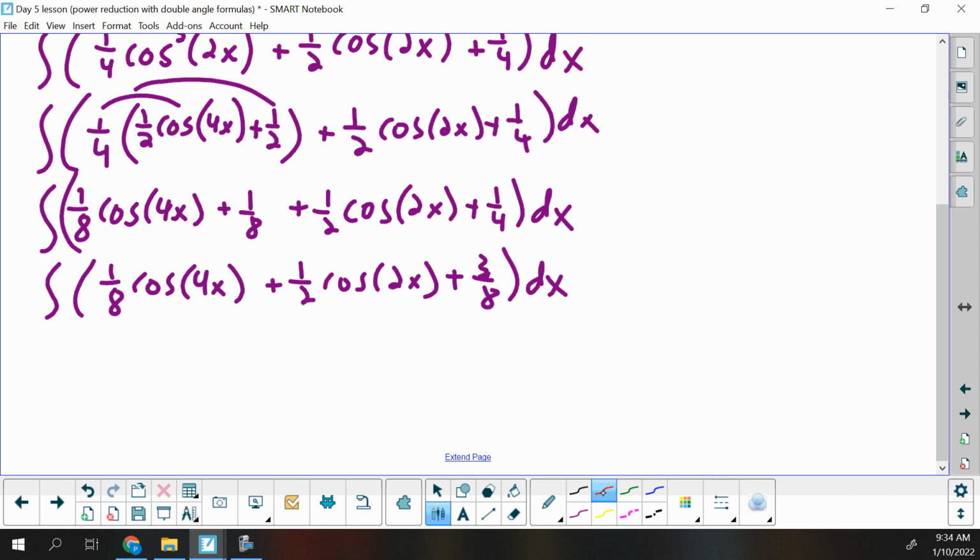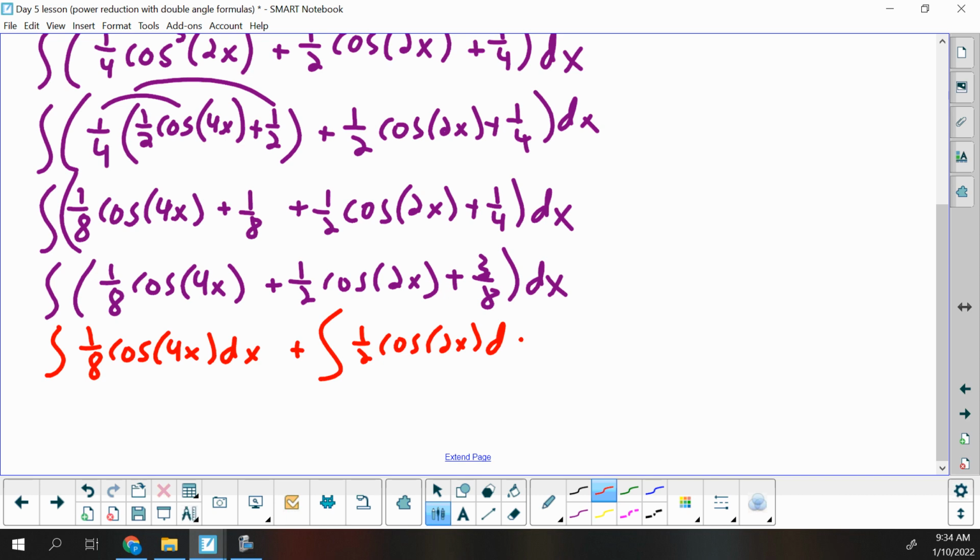Because we're going to need to do some u substitutions, we're going to need separate integrals. So let's write this as the integral of 1/8 cos 4x dx plus the integral of 1/2 cos 2x dx plus the integral of 3/8 dx. And actually, let's throw this 1/2 and the 1/8 out front so we don't have to worry about them. So we'll throw the 1/8 here, we'll throw the 1/2 there.